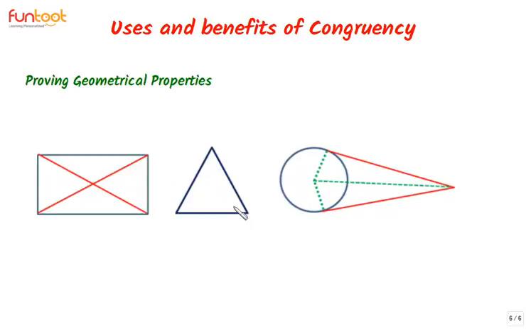Congruence is also used for proving geometrical properties. Well-known properties of parallelograms, squares, rectangles, triangles and circles are proved using congruence. For example, if we have to prove that diagonals of a rectangle are equal, we will make use of congruence. Similarly, in case of circles, if we have to prove that tangents drawn from the same external point are equal in length, once again we will make use of congruence.